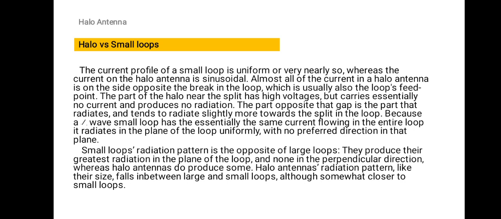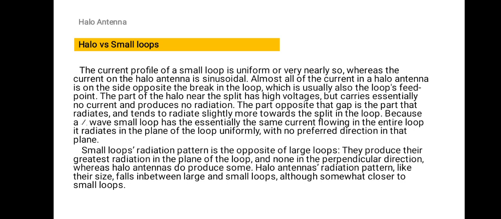The part opposite the gap is the part that radiates, and tends to radiate slightly more towards the split in the loop, because a small loop has essentially the same current flowing in the entire loop. It radiates in the plane of the loop uniformly, with no preferred direction in that plane.